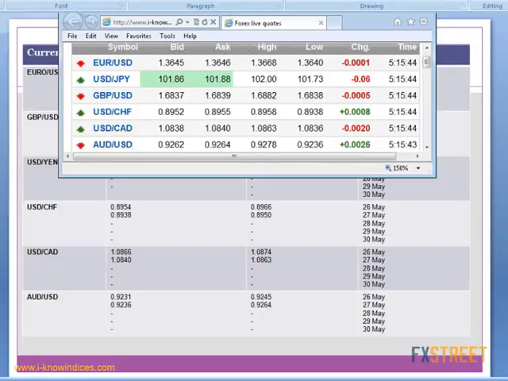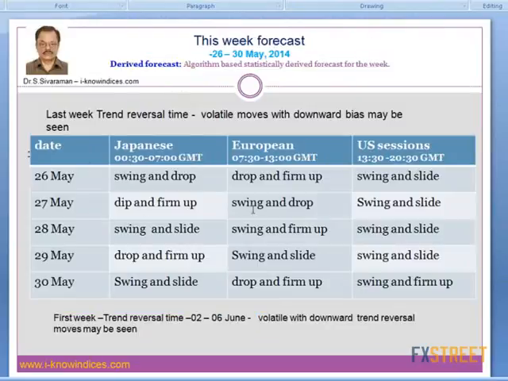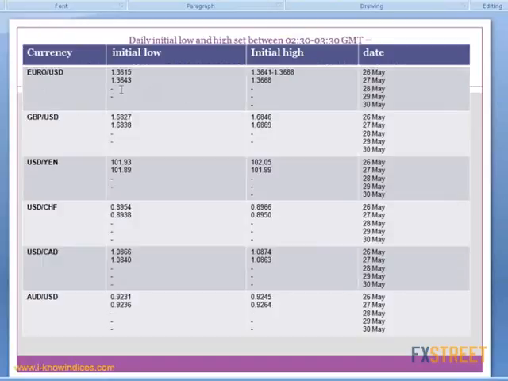So in the forecast, we have seen they're expected to make the swing of the high and start making the drop during the European session. Now we also do the market reading, and you find that in the case of euro they did not breach the high, but breached the low and are staying above it, and they are expected to make a downward move.